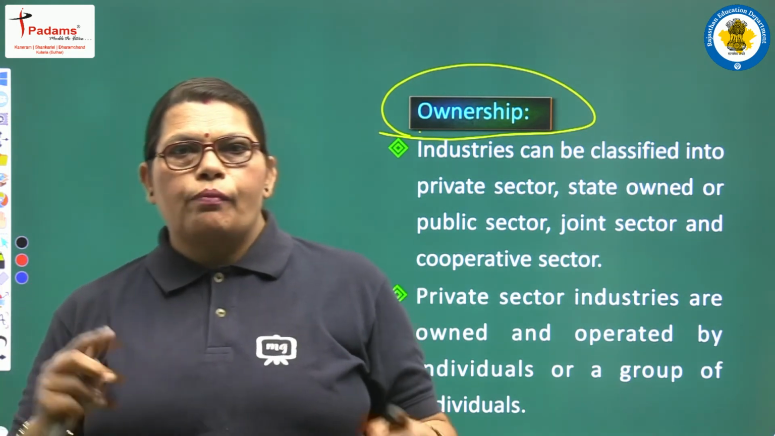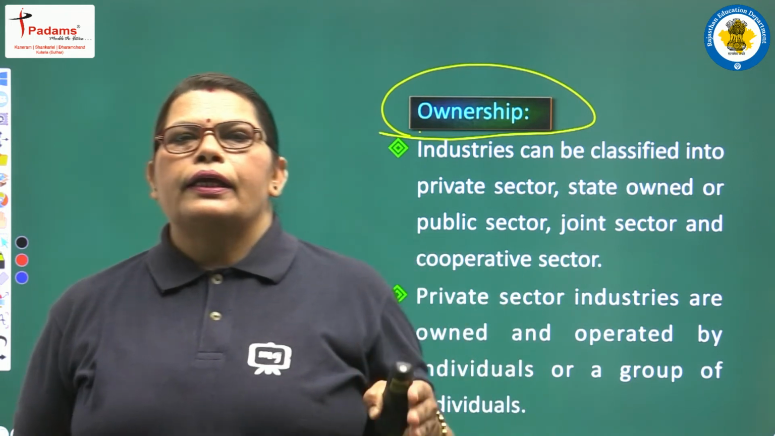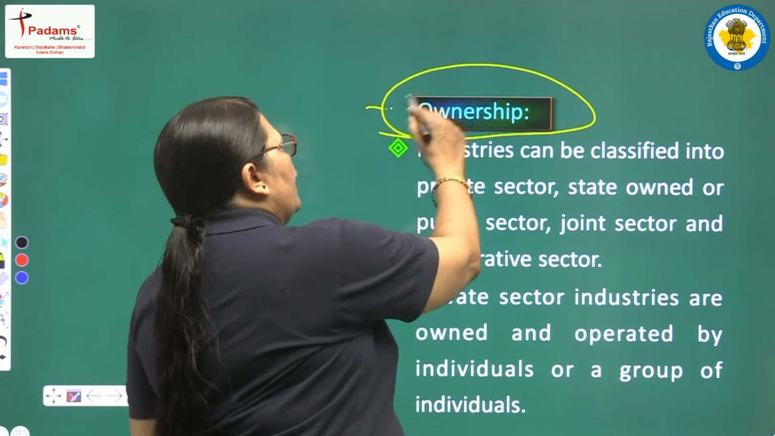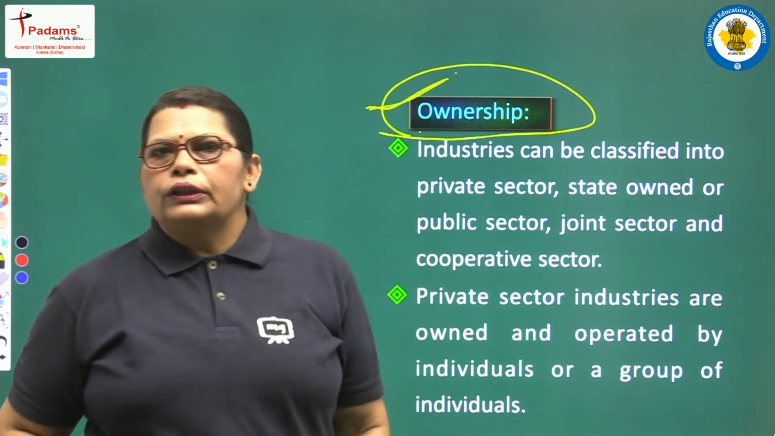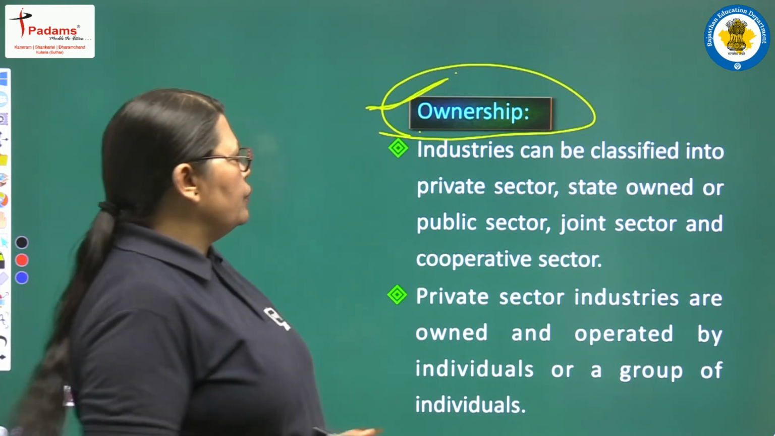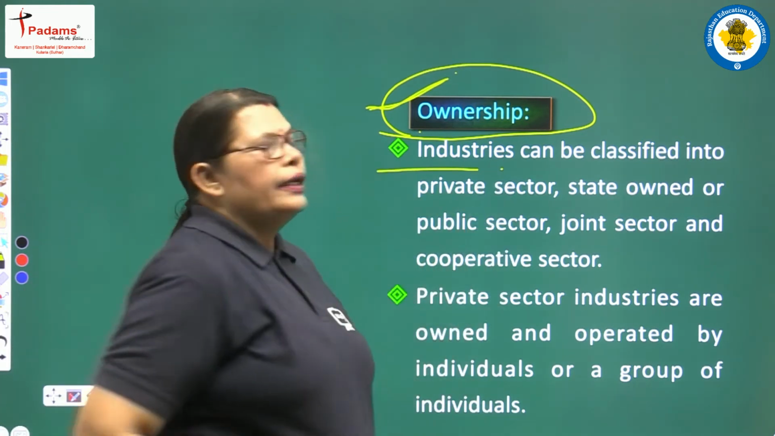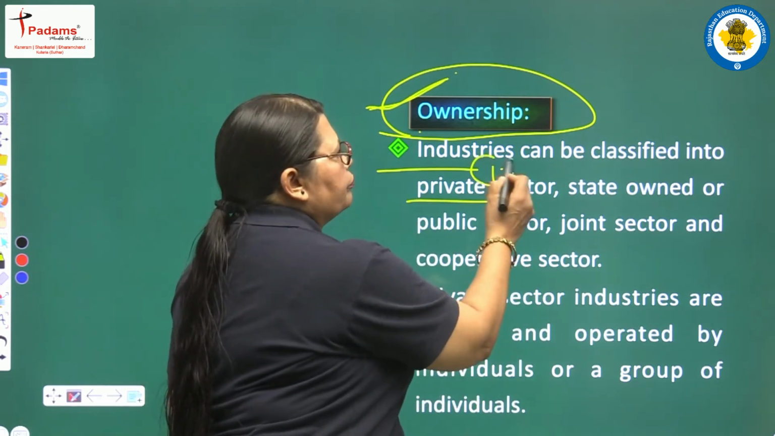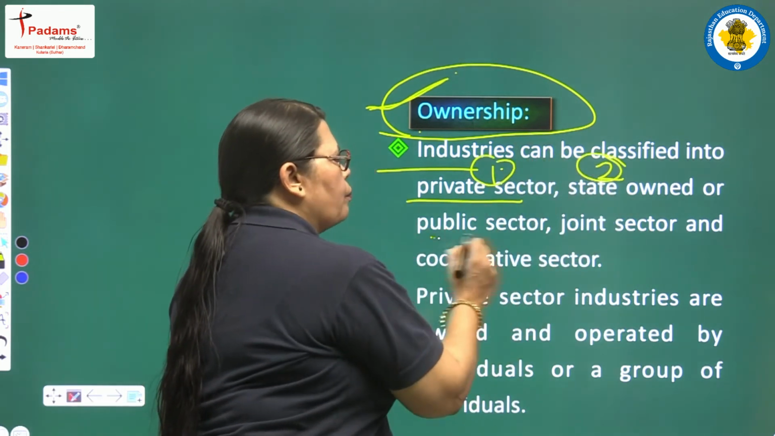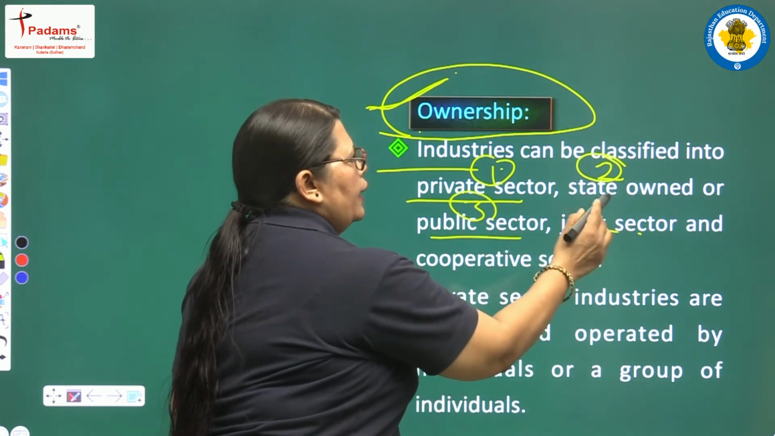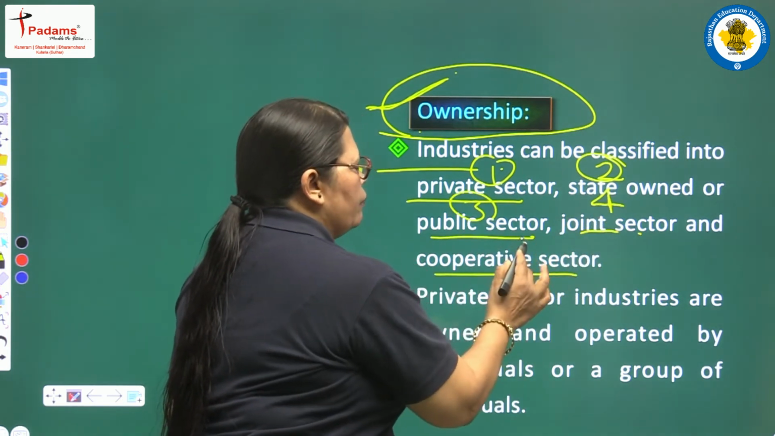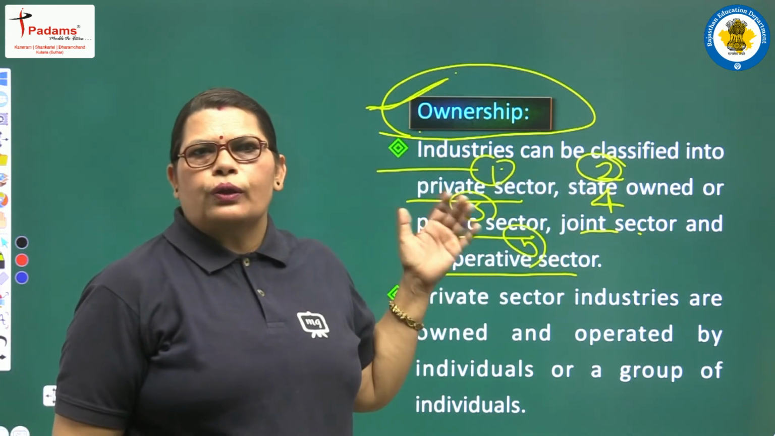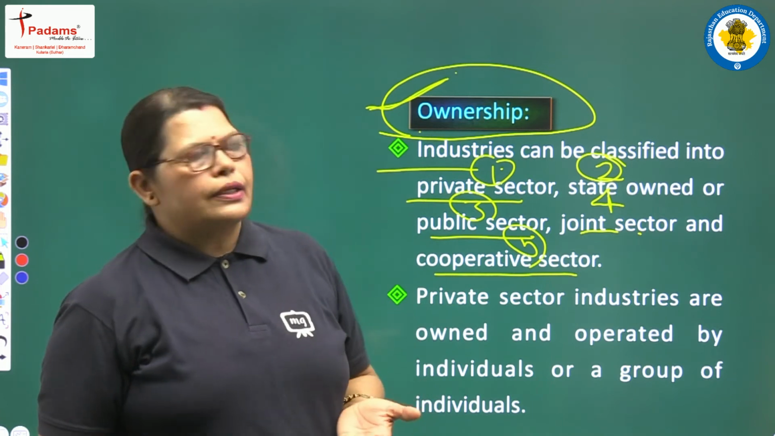When we are considering ownership, there is again a differentiation between these industries. When we are differentiating on the basis of ownership, the industries can be classified into private sector, state owned or public sector, joint sector and cooperative sector. So these are the different classifications based on the ownership of the industries.